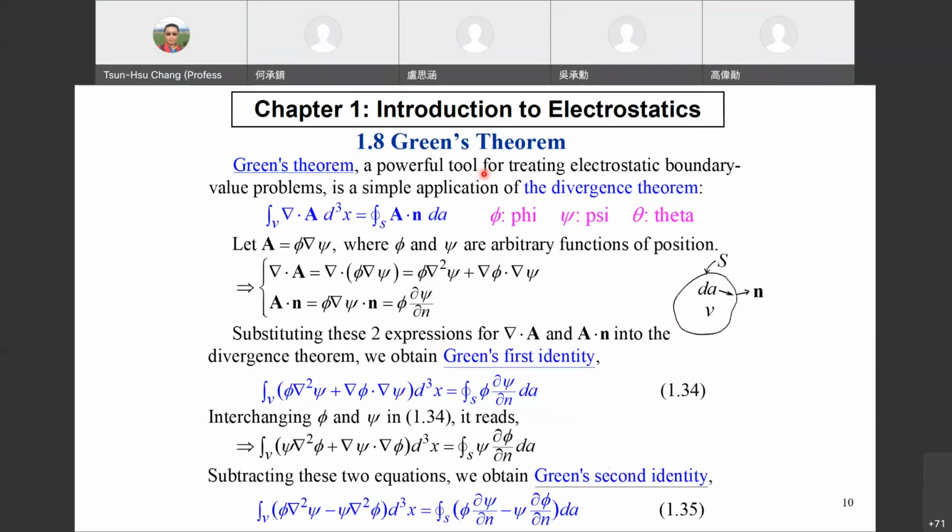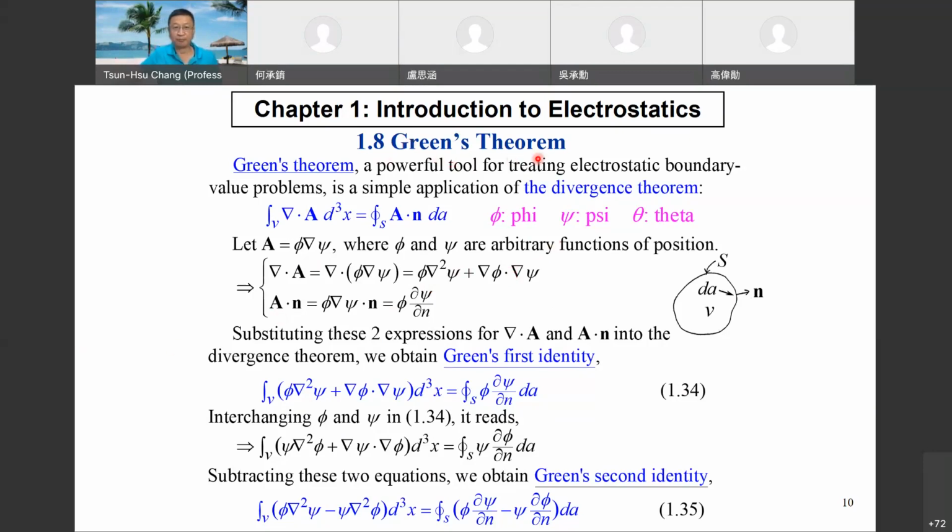Green's theorem is so important because it will be used for various boundary value conditions, from electrostatics, magnetostatics, and EM waves. That's something new. It's different from electromagnetism. It's completely new information. So please sit back and fasten your seat belt. We are going to take off.